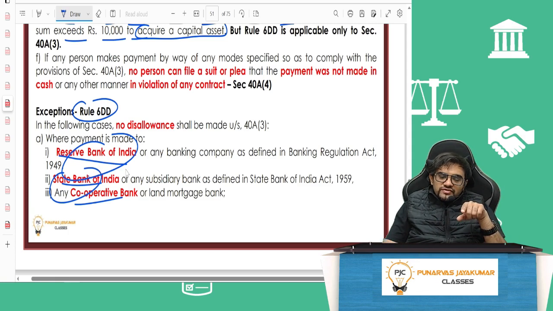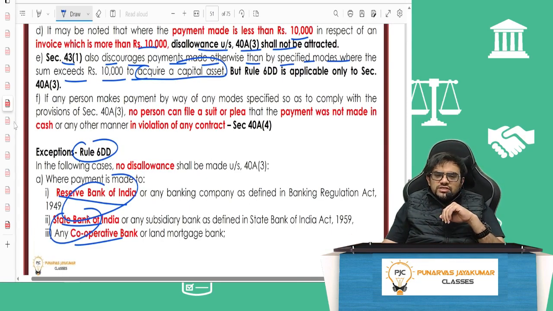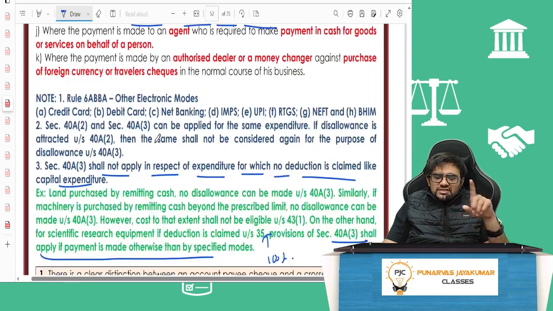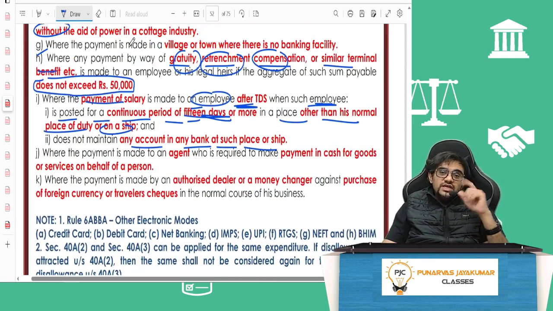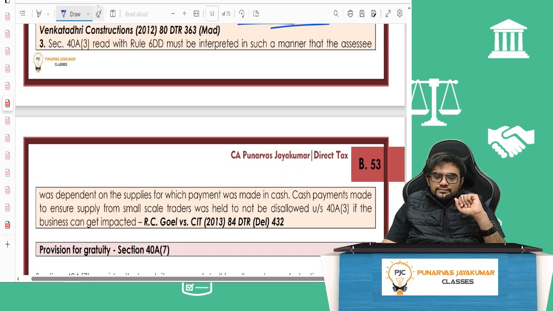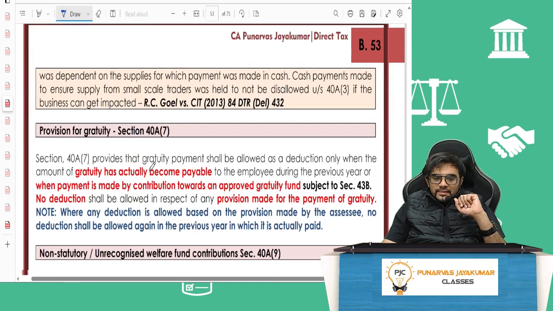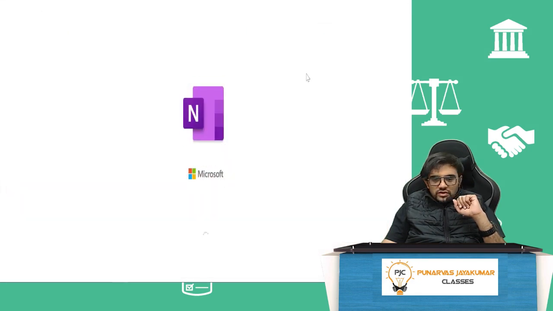If they have any charges to pay, then you can pay. Repayment of your loan, you are paying that money. It's not even an expenditure. But here you see, if anybody's expenditure is like 1 lakh, and rather than paying him through a bank account, you are actually depositing cash into the bank, will it come under Rule 6DD? No. Deposit of cash directly into the bank account of the supplier does not fall within the exceptions listed under 6DD and will be liable to disallowance under 40A3. Right? That is what the entire section tells about. 40A3.